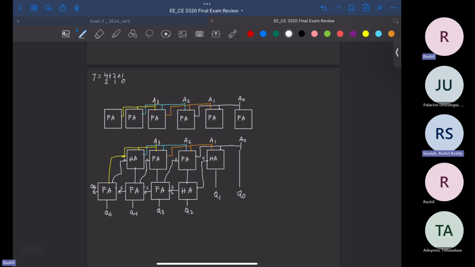Wait, why? Let me see. For this one, if I make this a half adder, I don't have this carry, so I can just make this a half adder, so I don't even have P6. You still need a carry. You still have a carry, even if it's a half adder. A half adder can still have a carry. A half adder has two outputs. Oh, okay. I didn't know that. I thought it only had one.